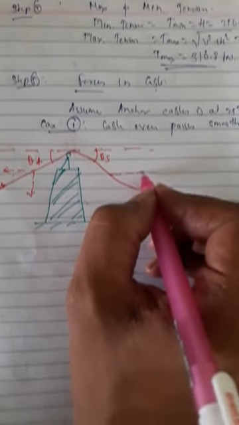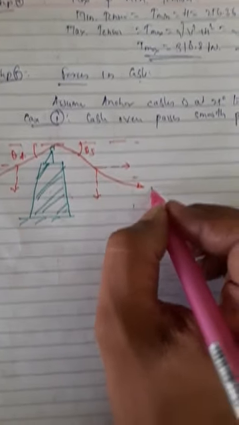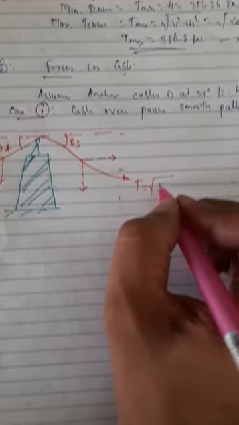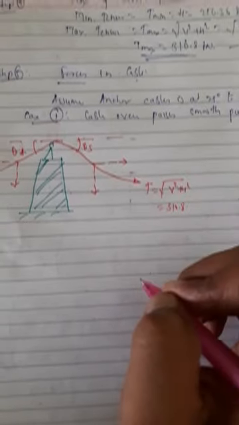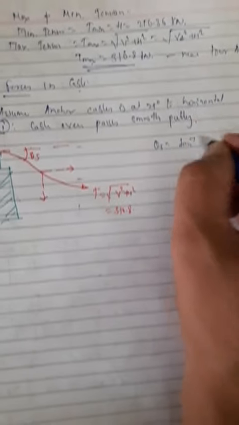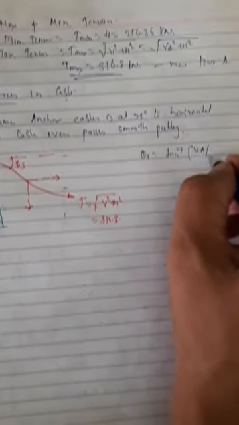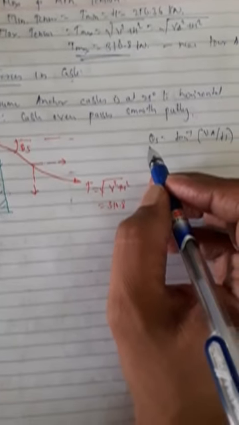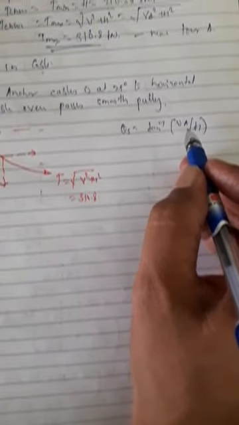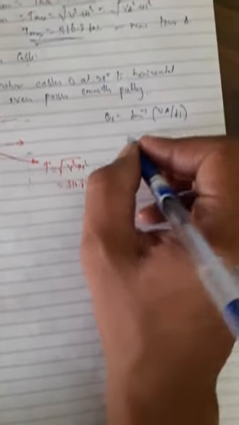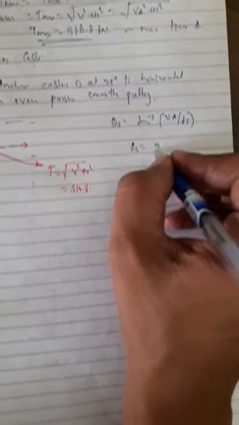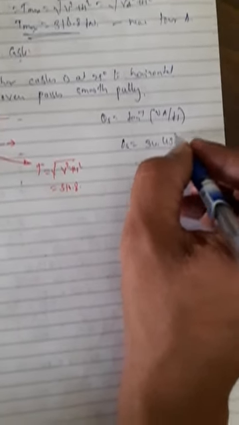Resolution of these forces. This T is equal to under root V square plus H square, which is equal to 310.8. Now let me calculate this angle theta S. Theta S is equal to tan inverse VA by H. If you are calculating theta S at support B, you have to consider VB. If you are considering tower A, you have to consider VA. So substituting the values, I get theta S is equal to 34.43 degrees.